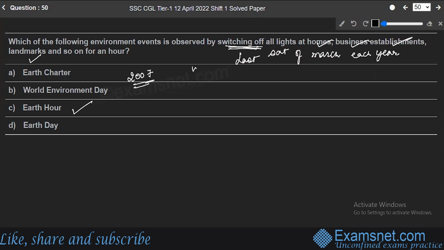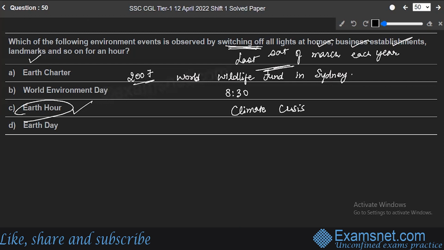2007 by the World Wildlife Fund in Sydney. People switch off the lights of their premises for about an hour. It starts at 8:30 according to the local time on the last Saturday of March. It's a symbolic action that connects with people and draws their attention towards the climate crisis. So I hope you have understood it well. Option C, Earth Hour, is the answer to the question.